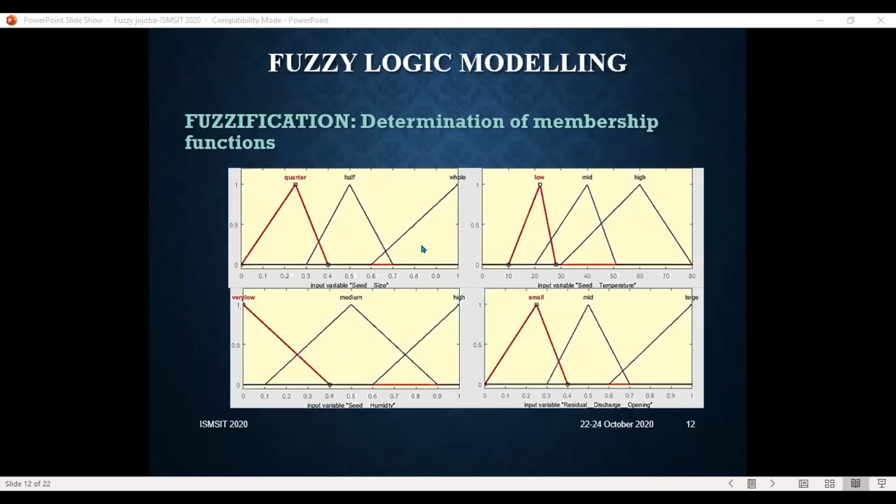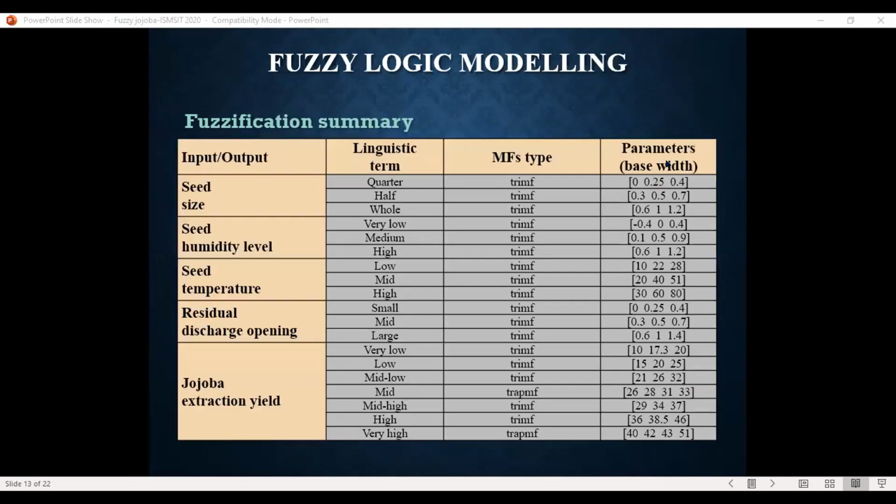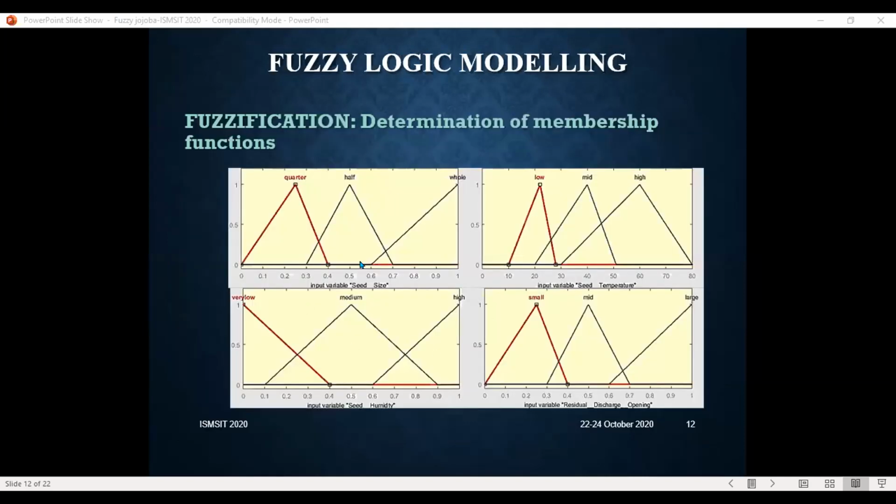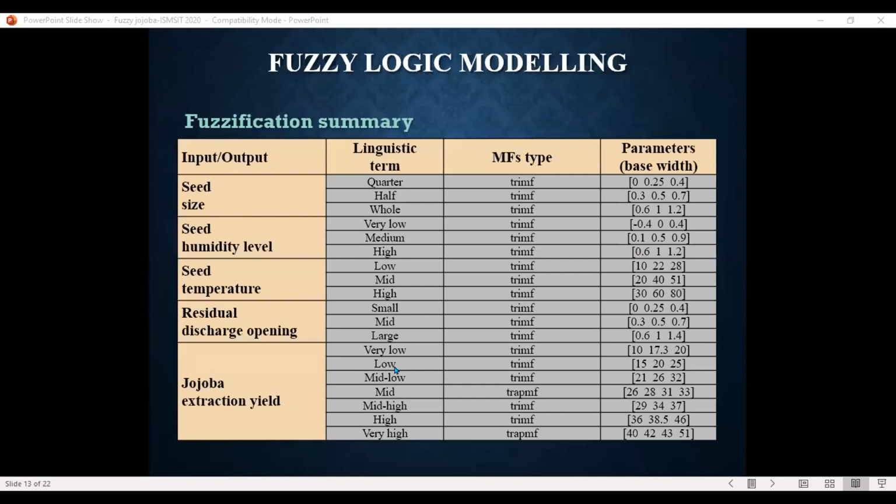We are looking for the parameters, and we are changing the base width. For extraction yield, whose membership functions I forgot to show you, it has 3, and it is triangular, with 2 of them trapezoidal membership functions used for the output, I mean the response.